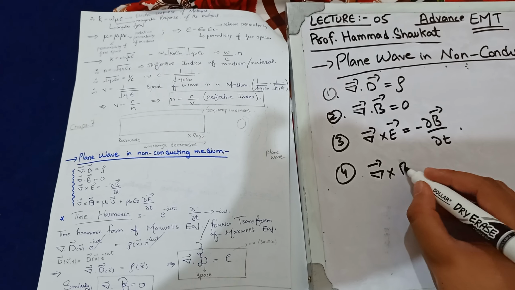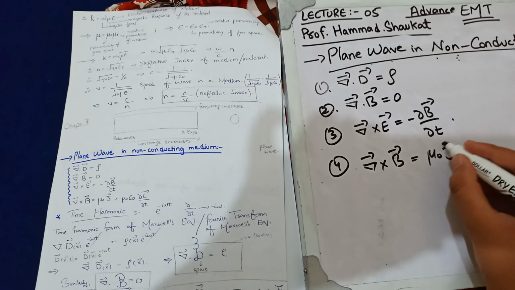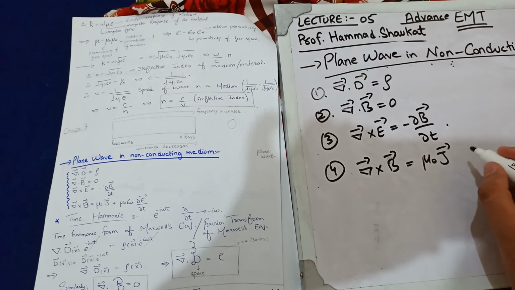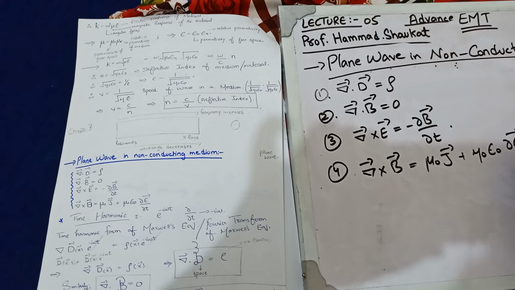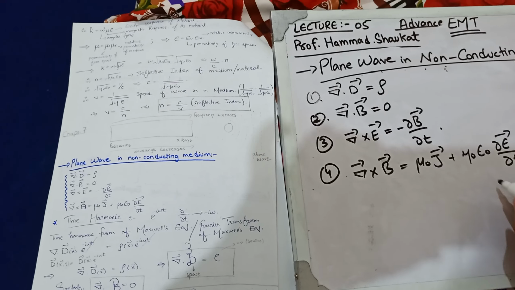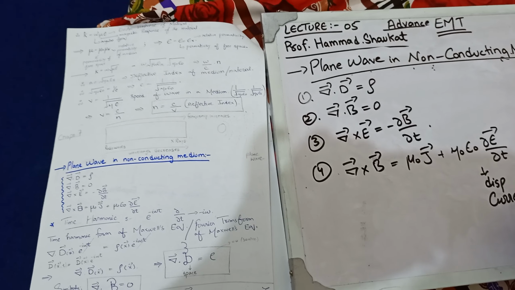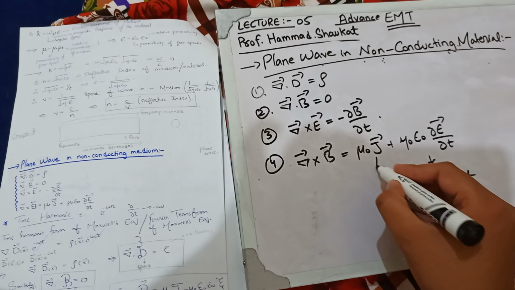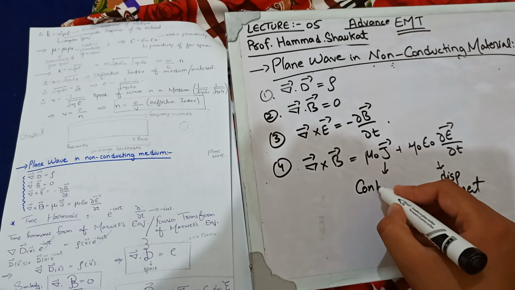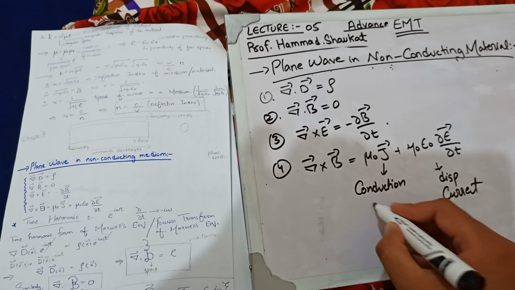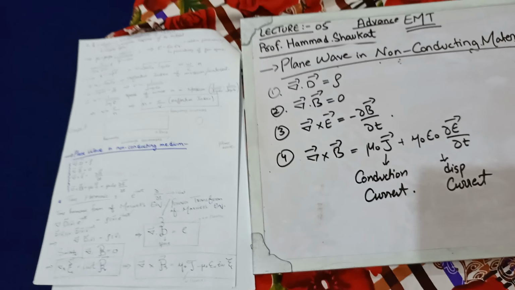The curl of the magnetic field equals mu naught J, which is the conduction current, plus mu naught epsilon naught partial E by partial t, which is the displacement current. And this J is basically the conduction current. These are Maxwell's equations.